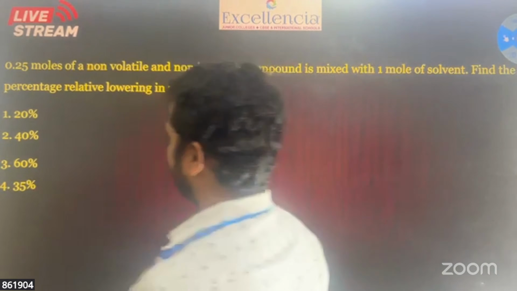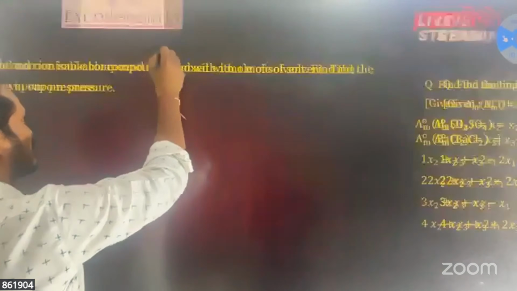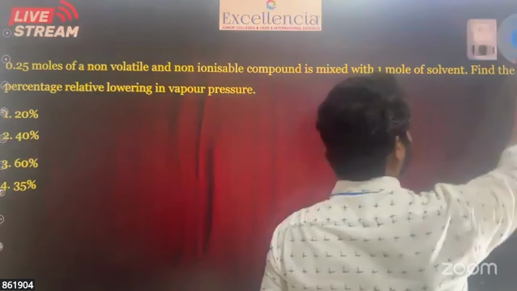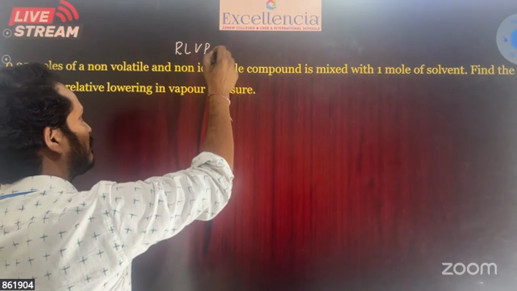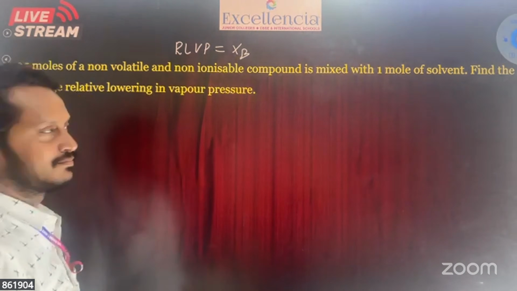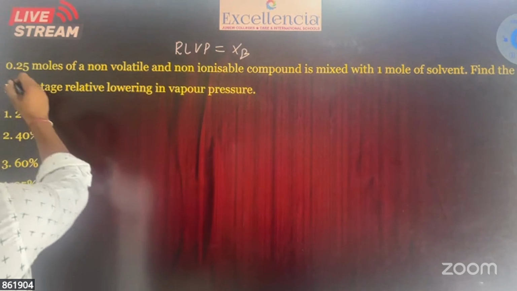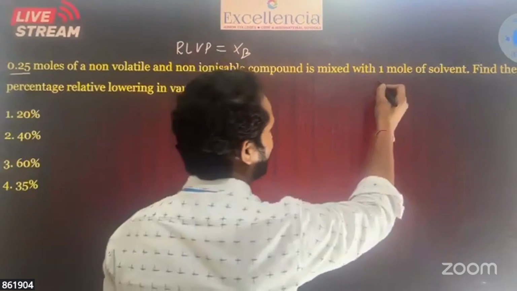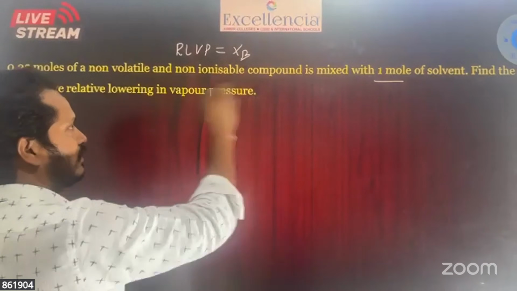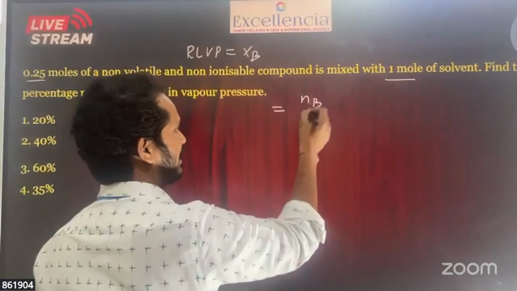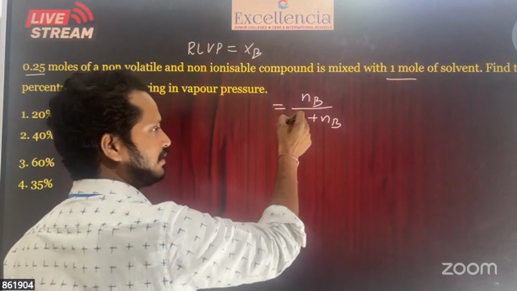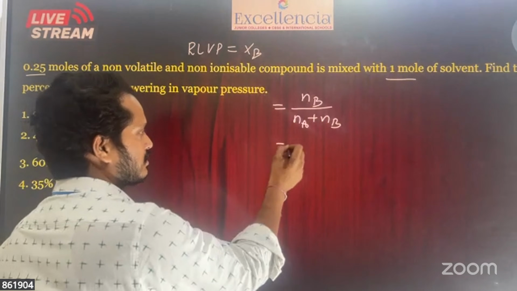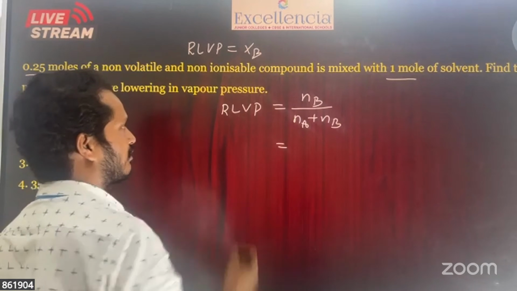The next step. So here it is, it actually came from solutions, the solutions topic, which is a very basic one. We can say RLVP, relative lowering of vapor pressure, is equal to the mole fraction of solute. So when you're talking about 0.25 moles of solute and 1 mole of solvent, we can take it as nB by nA plus nB, meaning moles of solute by moles of solution. So this is actually the RLVP, relative lowering of vapor pressure.